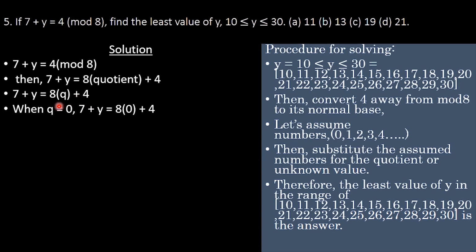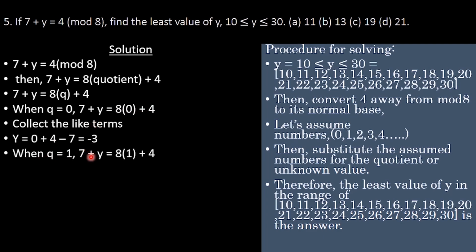Now let's represent our q to be 0. Let's start from the least value. You now have 7 plus y is equals to 8 multiplied by 0 plus 4. When you collect like terms, your y now is equals to minus 3. Let's substitute for q to be 1. You now have 7 plus y is equals to 8 multiplied by 1 plus 4. When you collect the like terms, you have y equals to 5. Don't forget that this 5 does not fall in this range. Therefore, that is not our answer. As well as this minus 3 does not fall in this range. It's not our answer as well.